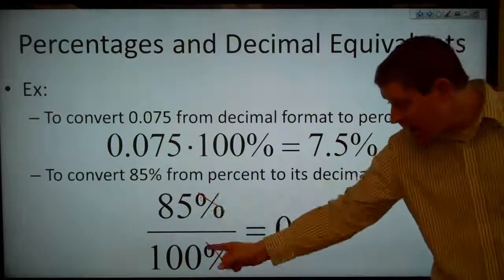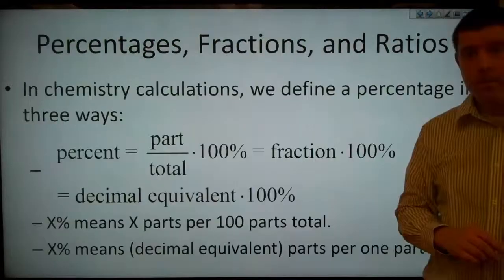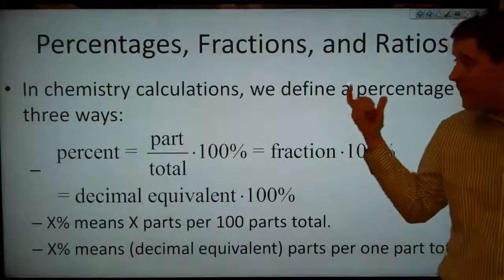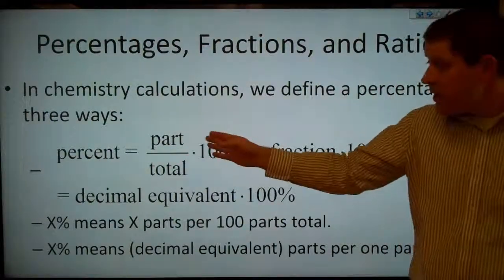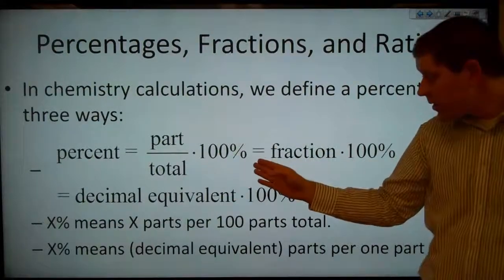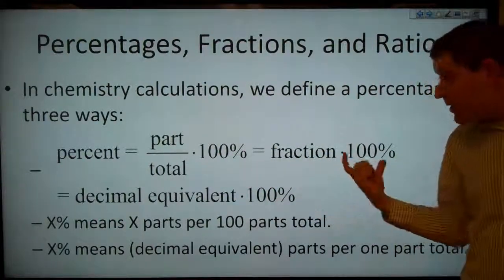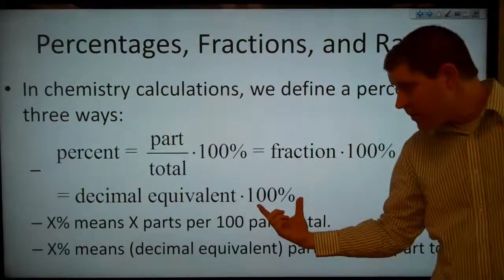And now we have 85 divided by 100, that gives us 0.85. So in chemistry calculations, we can define a percentage in three different ways. We can define it as percent is equal to a part divided by the whole, or the total, times 100%, or as the fraction times 100%, or as the decimal equivalent times 100%.